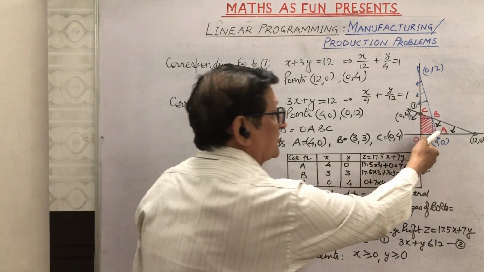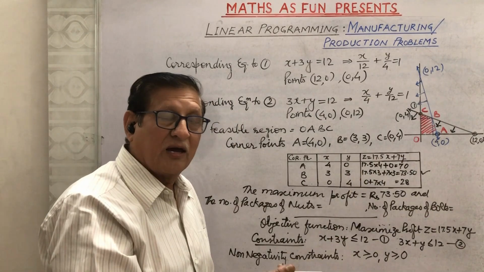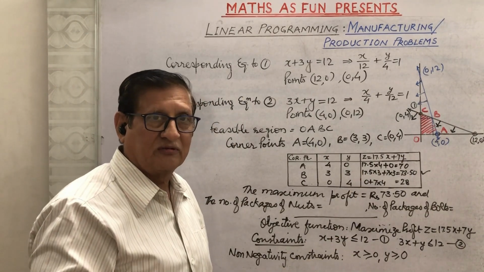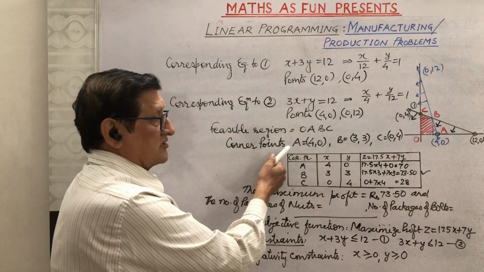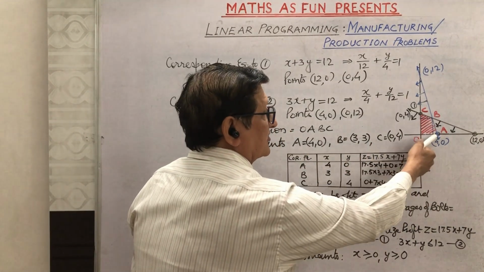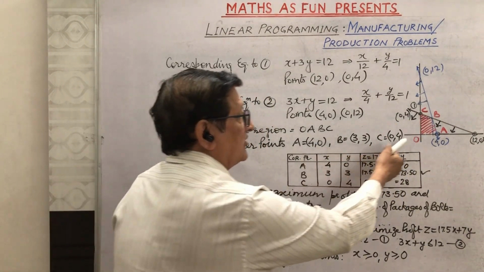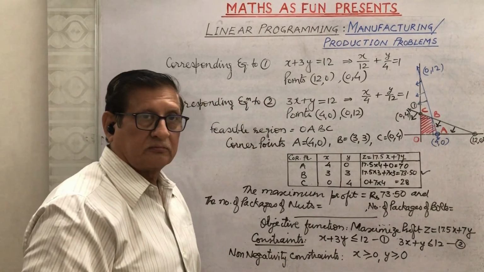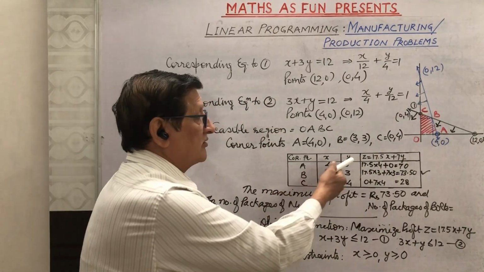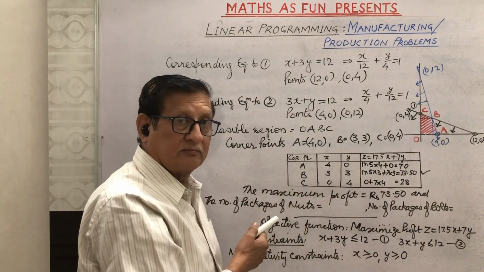The corner points of this are A, B, C. O is not taken because there x and y are both 0, which is not possible. So A is (4, 0). B, as we can see from the graph, is (3, 3). And C is (0, 4). Now we make a table to find the value of the objective function Z at the different corner points.